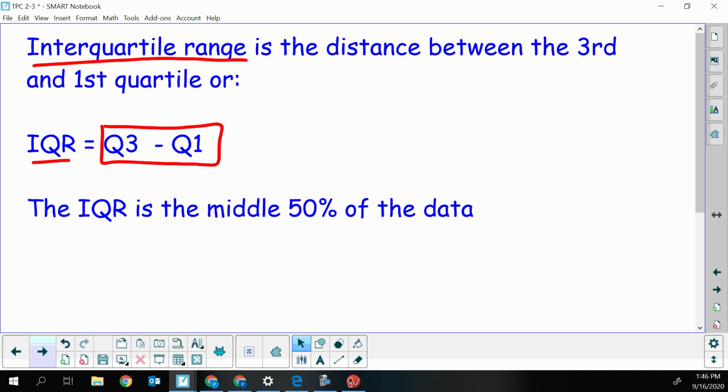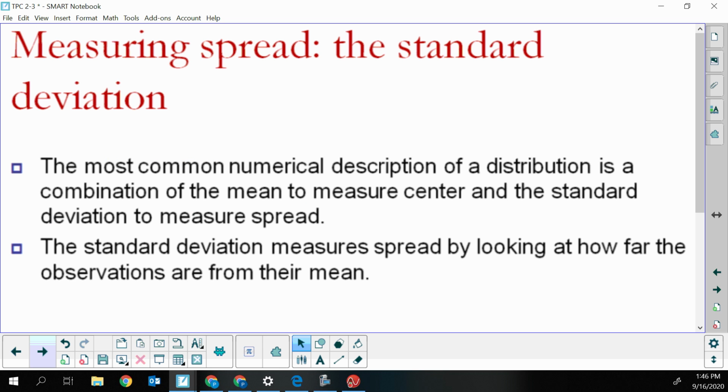We like to use the interquartile range when at the same time we use the median. So if there are outliers, we would usually use the interquartile range to tell how spread out the data is.